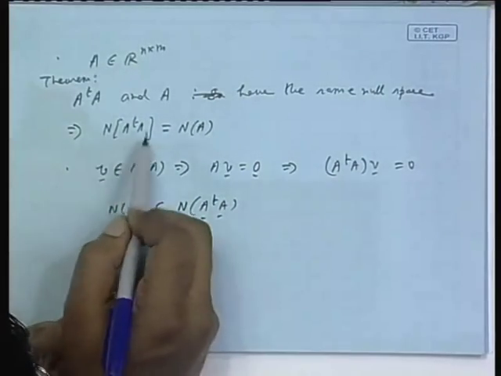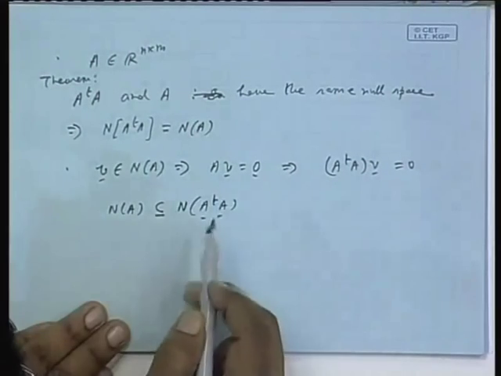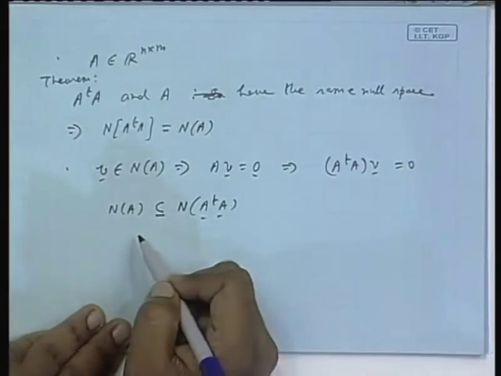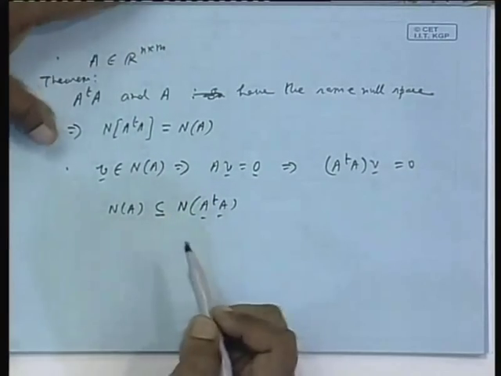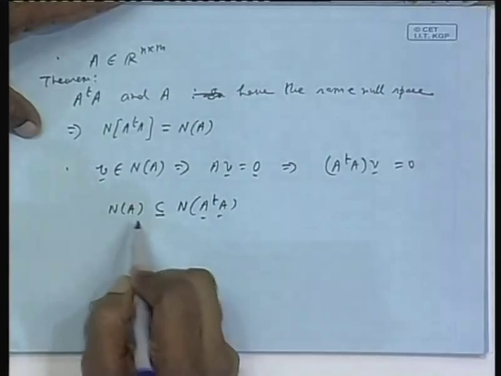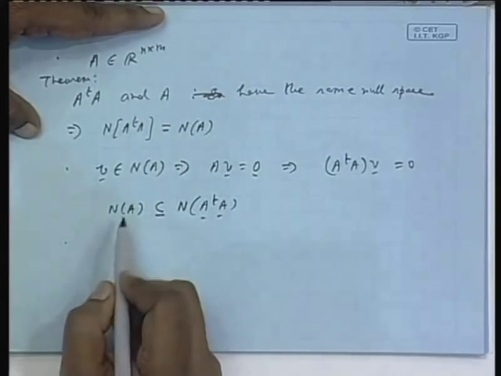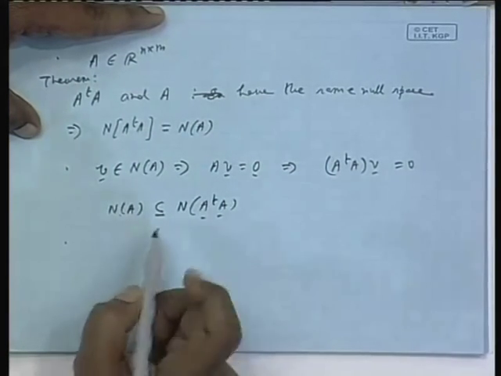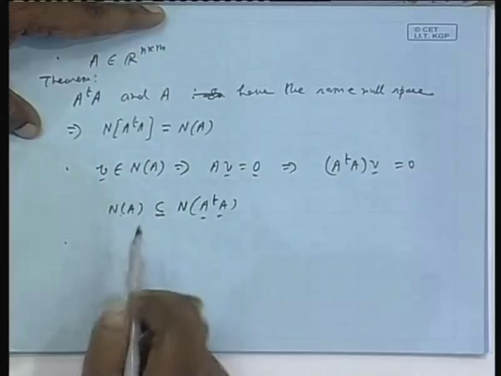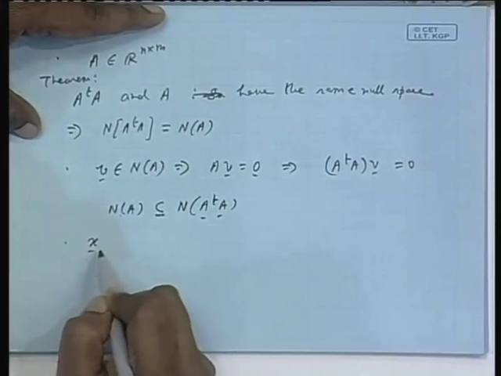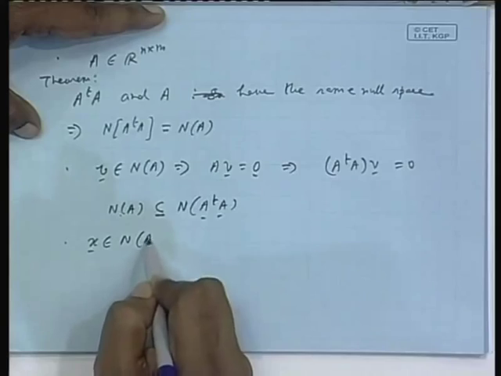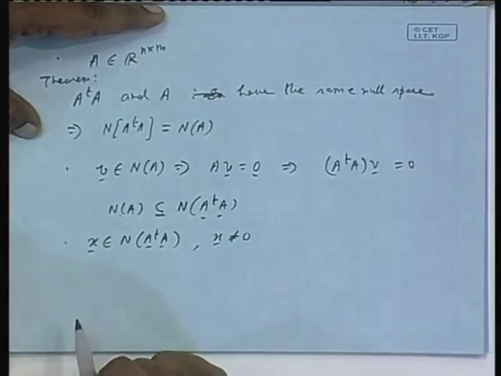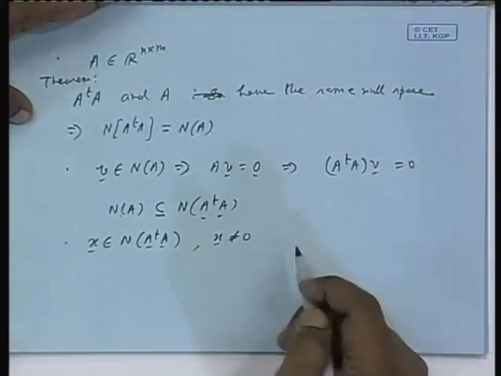That means that vector also belongs to the null space of A transpose A, but we have to prove the other way also: that the LHS is contained in the RHS and then the RHS is also contained in the LHS. This is not difficult. These two subspaces have one thing in common, that is 0. At 0 they are the same. So now pick up a vector x belonging to the null space of A transpose A, and x is not 0, because at 0 they are common, so there is no point in taking 0 here.